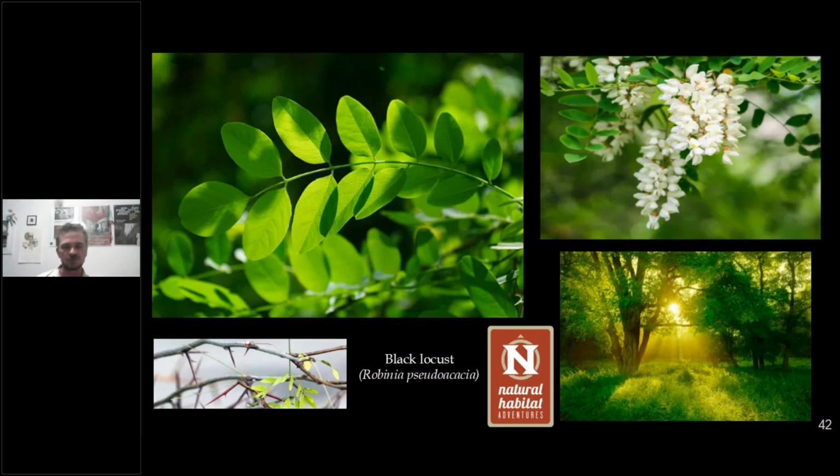I'm talking about the black locust. This tree here conquered space formerly belonging to native tree species, but it has helped in the subsistence of European people for generations.